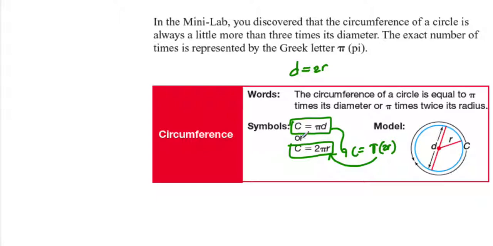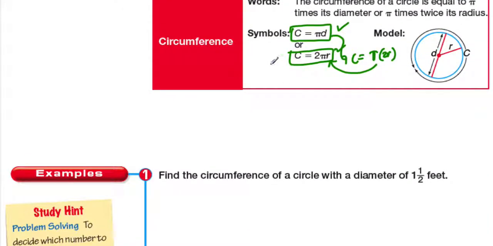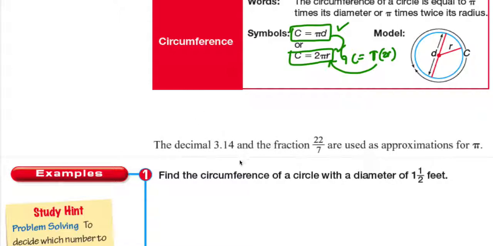We just need to find out what is given. If diameter is given, use this formula. If the radius is given, use this formula. And when you talk about pi, pi is usually approximated to be the value of 3.14, or the fraction 22 over 7. Remember though, 3.14 and 22 over 7 are not pi. They are just approximate values.